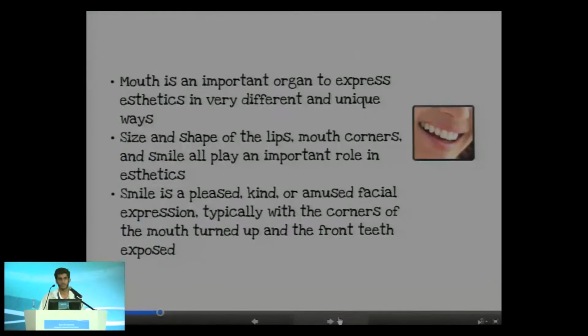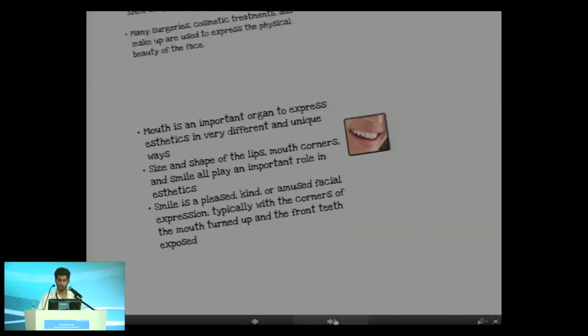And when you go specifically to the face, you can see many factors. You can see the eyes, the nose, the mouth, and specifically I'm thinking about the mouth, which is our specialty. It consists of many factors, such as the shape of the lips, the smile, the teeth, the gingiva, the color of the teeth, the arrangement of the teeth, and lots of factors. For that reason, the mouth is an important organ to express aesthetic in very different and unique ways. Size and shape of the lips, mouth corners, and smile all play an important role in aesthetic. A smile is a pleased, kind, or amused facial expression, typically with the corners of the mouth turned up and front teeth exposed.